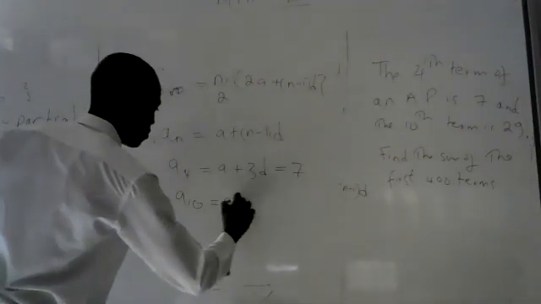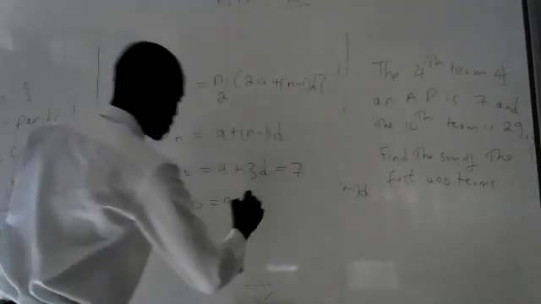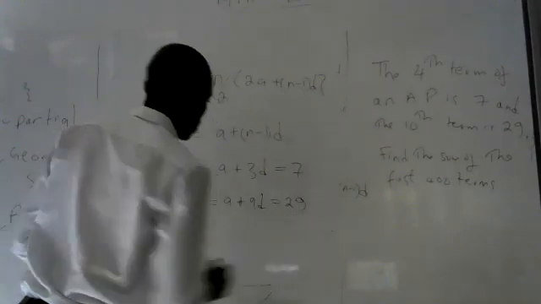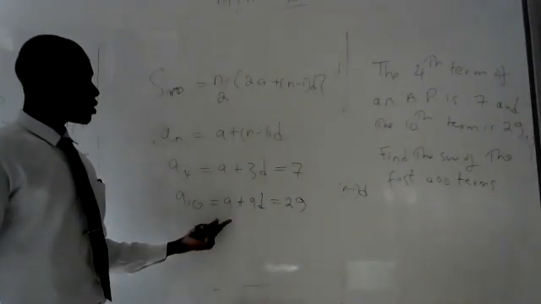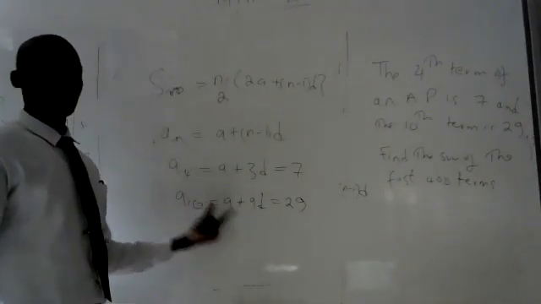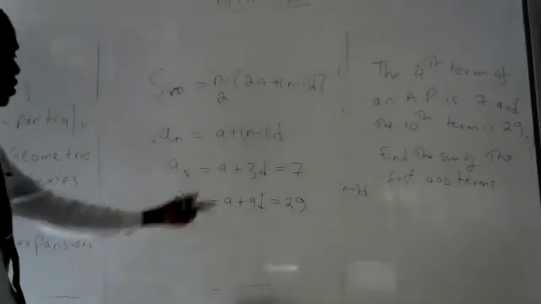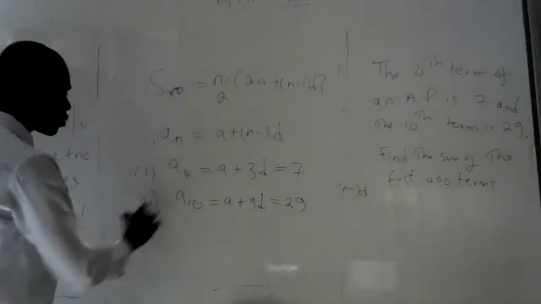A10 is a plus n minus 1, so when n is 10, 10 minus 1 is 9. So 9d, this gives you 29. So here you get two simultaneous equations, but they are linear equations in two unknowns, and it's very easy to solve by elimination. This is the first equation, second equation.